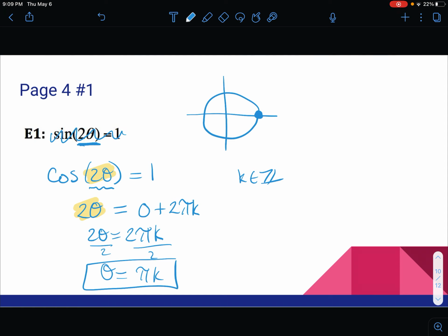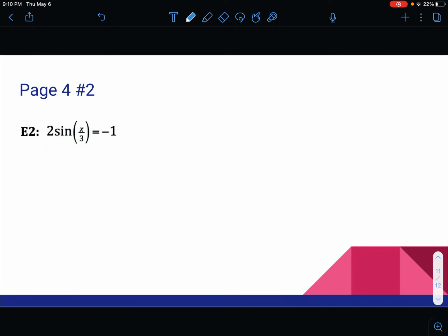So you're going to think about these problems exactly the way we've been doing the previous ones. This is just some angle. After you find out what that angle is, then you're going to solve for theta. Okay, and again, this is still with the k as an element of the integers. All right, last problem. Let's take a look at this one. 2 times sine of some angle, again, it's x over 3, but it's just an angle, equals -1. Isolate the sine function. Get that alone first.